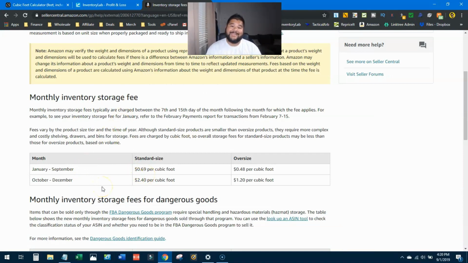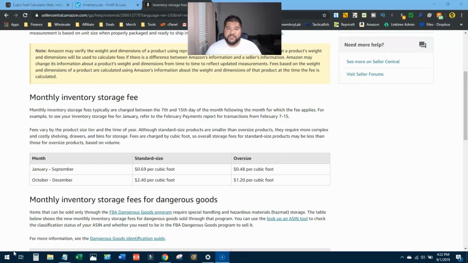And then once you get into Q4, look how much that spikes up, $2.40 per cubic foot. That's an increase of $1.71, a huge drastic change in how much you're being charged. So Q4 is a busy selling season. Everyone is sending inventory into Amazon. That is why Amazon is charging more. Space is at a premium, so they are charging more for that privilege of using FBA.